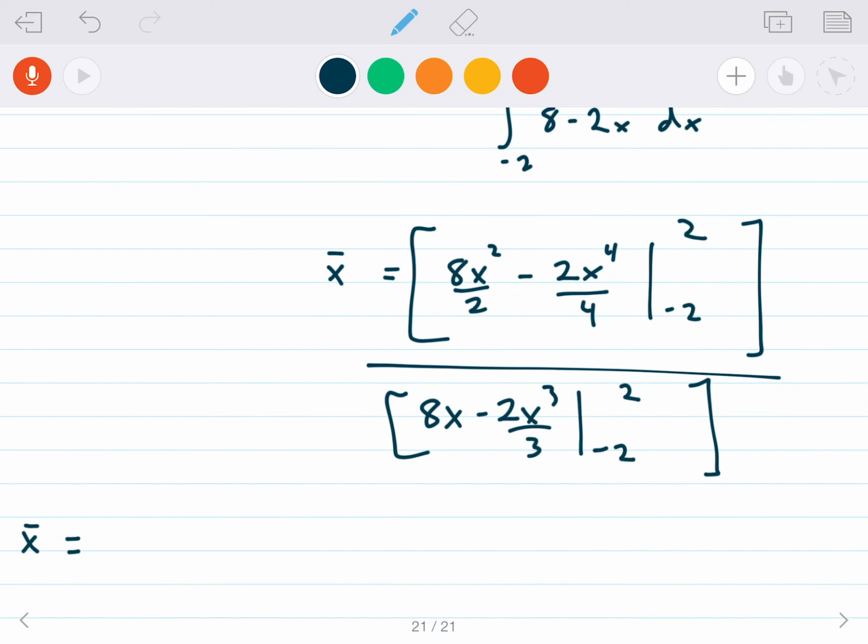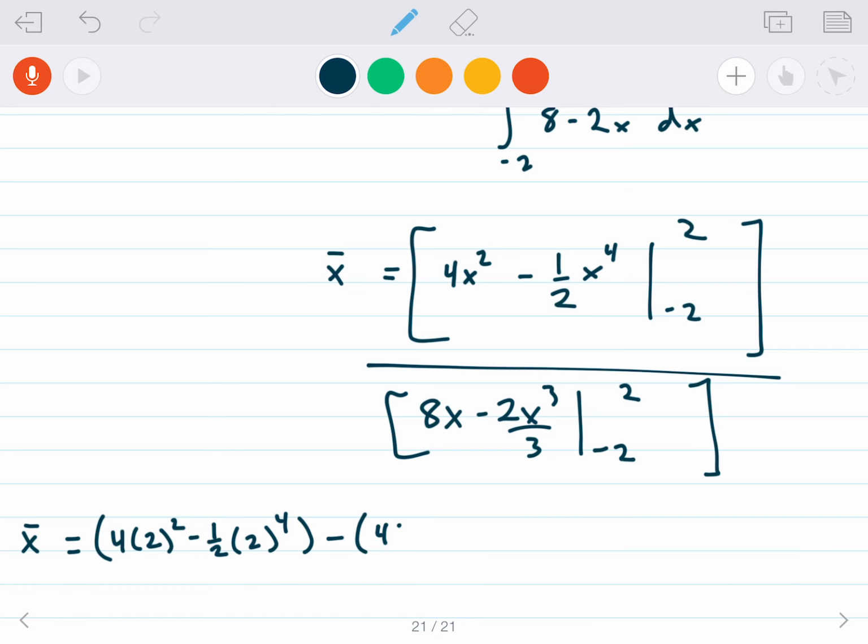So x bar is equal to, well, I can simplify the top a little bit. 8 over 2 is 4, so this is going to be 4x squared. And then 2 over 4 is just 1 over 2, so this is 1 over 2 x to the 4. Just cleaning that up a little bit. Now if I plug in 2 for x on top, that's our first part, minus, now we have to plug in negative 2. So 4 times negative 2 squared minus 1/2 times negative 2 to the 4th.